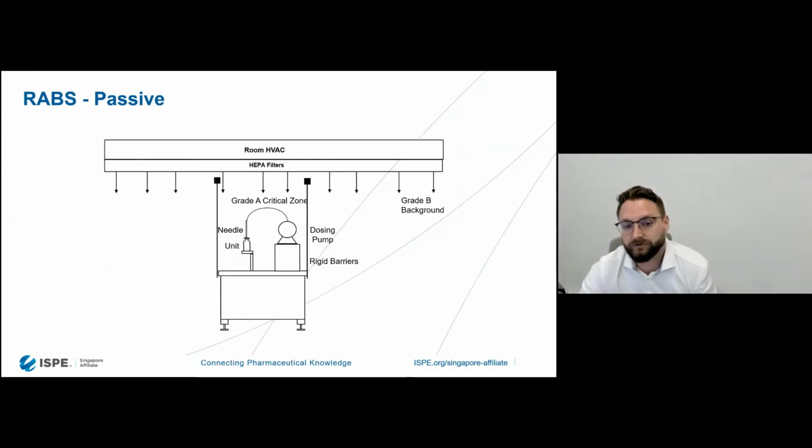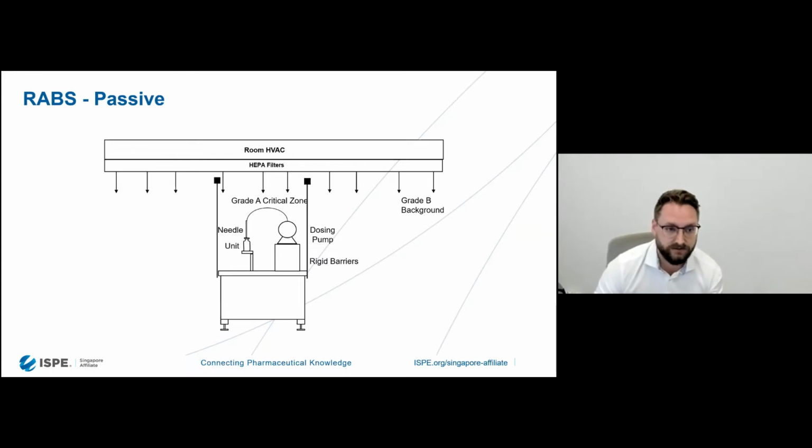Okay. So just a few types of RABs. Here we're looking at a passive RAB system. A passive RABS uses the HVAC provided by the room. So we have the room HVAC system and the HEPAs installed on the ceiling. And that's what's used to maintain the pressure cascade and air overspill for the RABS system. So the size of the critical zone of the RABS line is much smaller compared to the conventional clean room.